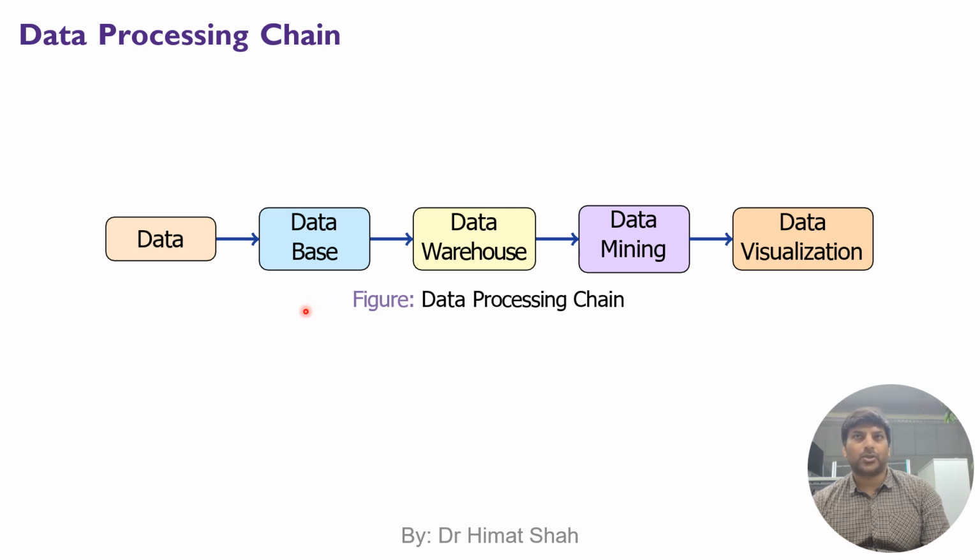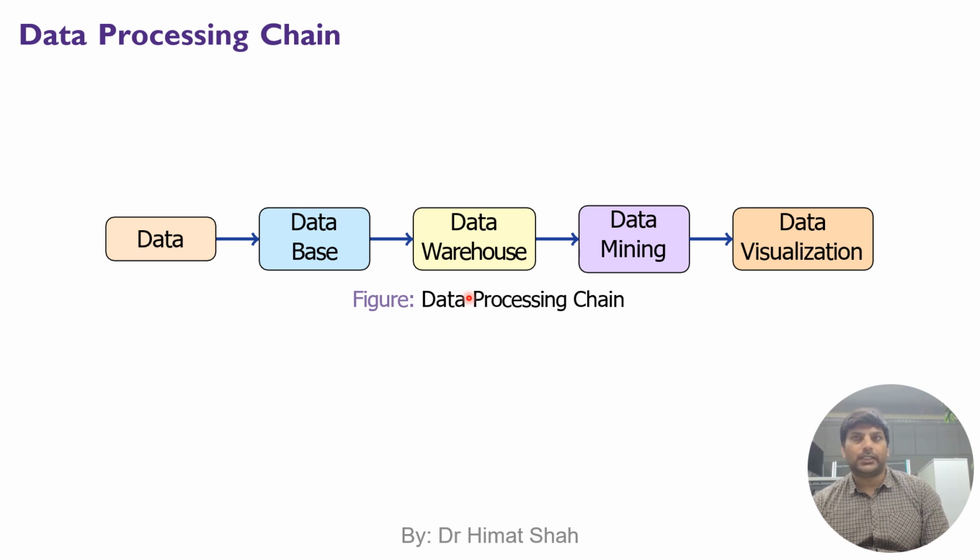Raw data is stored in a database where it is organized systematically. It ensures that the data is secure, accessible, and ready for further processes. Then we have a data warehouse. From the selected database, data is moved to a data warehouse.